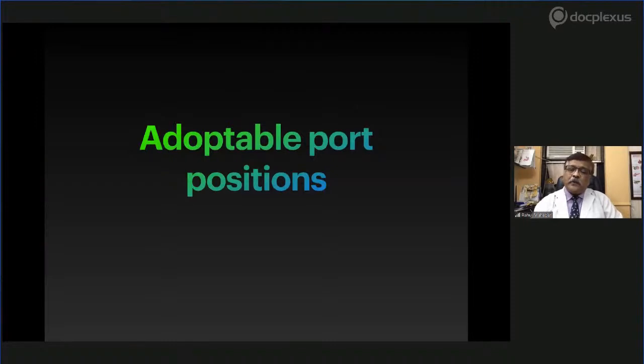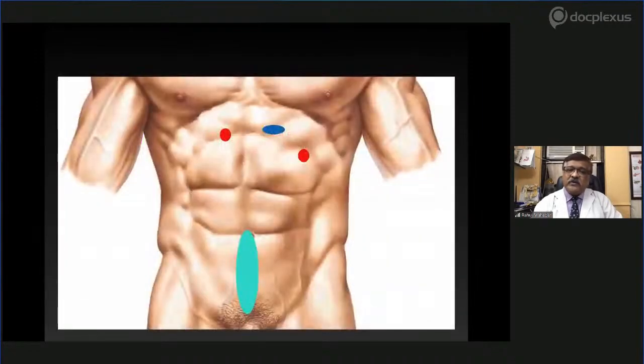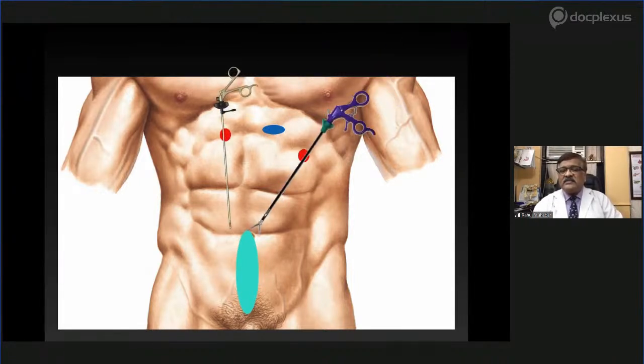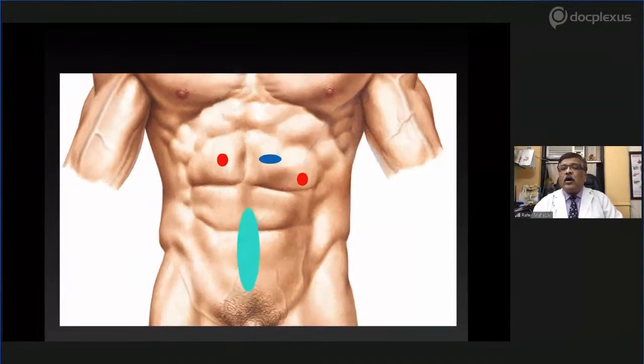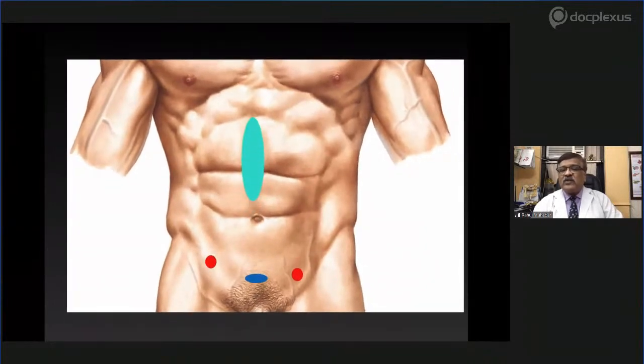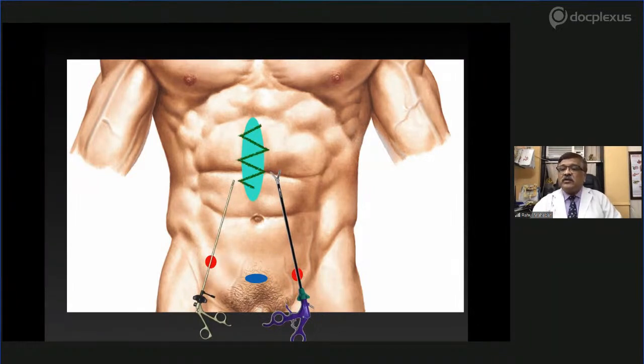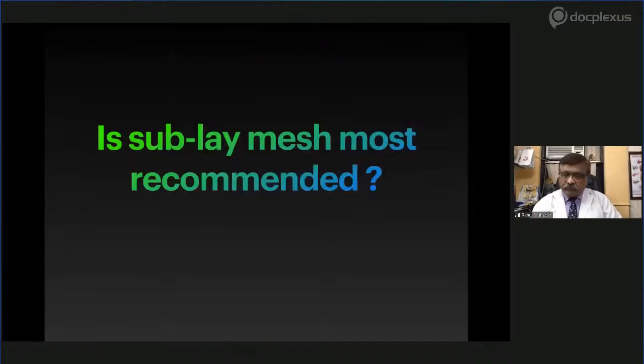Adaptable port positions are possible with E-TEPs. For hernias of the umbilicus and infraumbilical region, you can take the working ports way above in the epigastrium like this, and then you can close the defect and dissect the particular space completely. Or otherwise, for the supraumbilical as well as the epigastric hernias, the surgeon stands in between the legs of the patient and can dissect in the retrorectus plane, and the defect is completely closed properly. And you can do a sublay mesh placement.